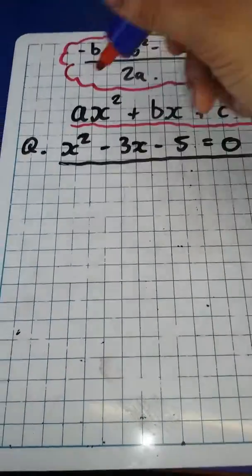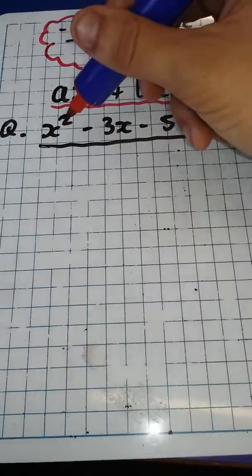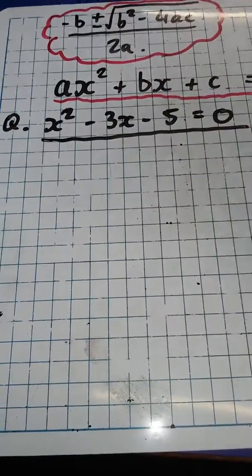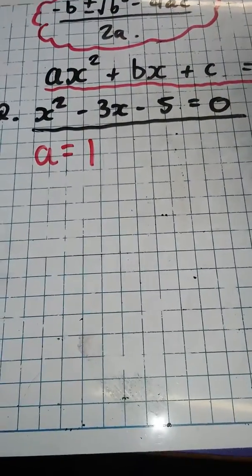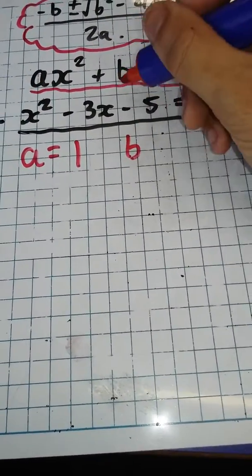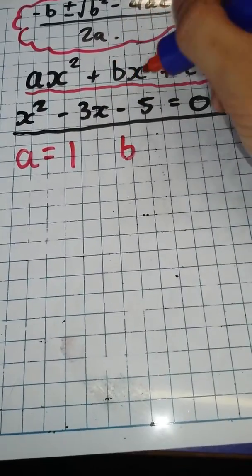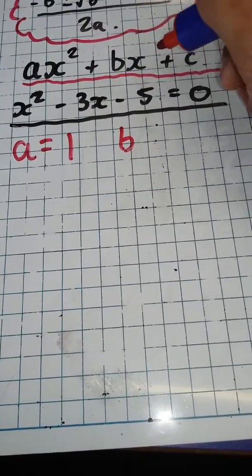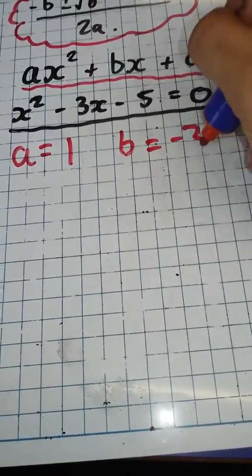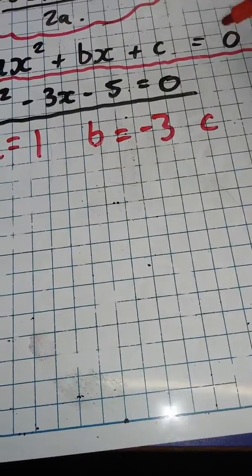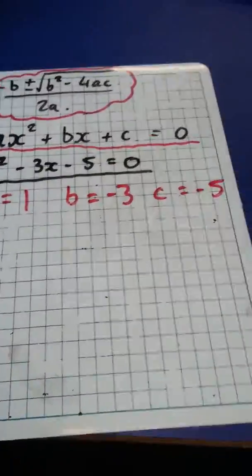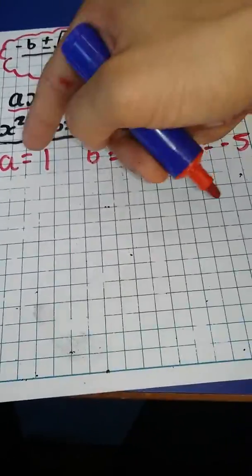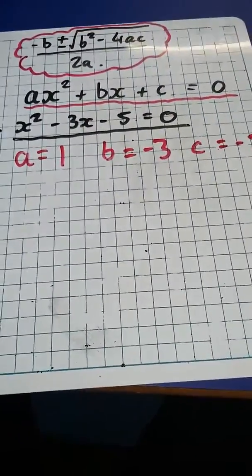Now, you might be asking yourself, what does a, b, and c mean? Well, a is the coefficient of x squared. So for this particular question, the coefficient of x squared is 1, because we've got 1 lot of x squared. For b, the coefficient of x, which is minus 3, and c is the integer here, which is minus 5. So how the formula works is just plugging these three values into that formula here.